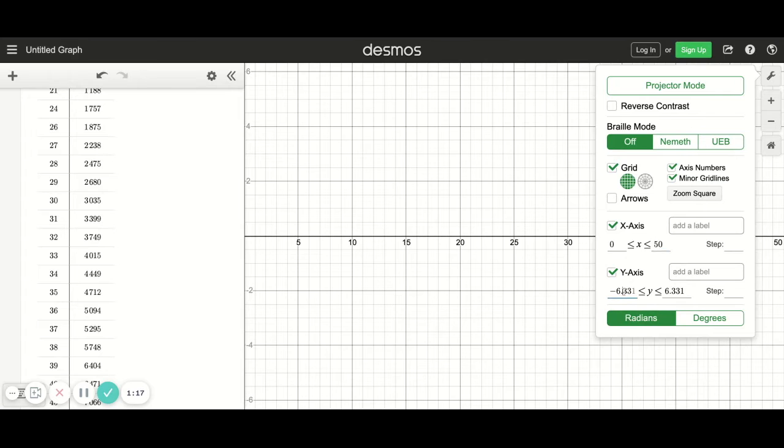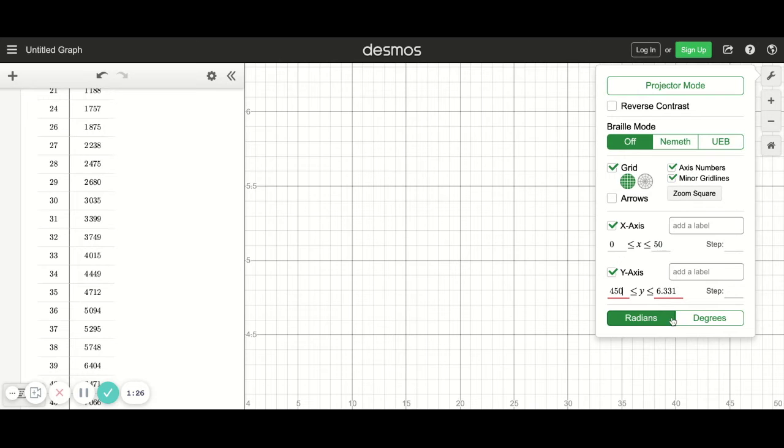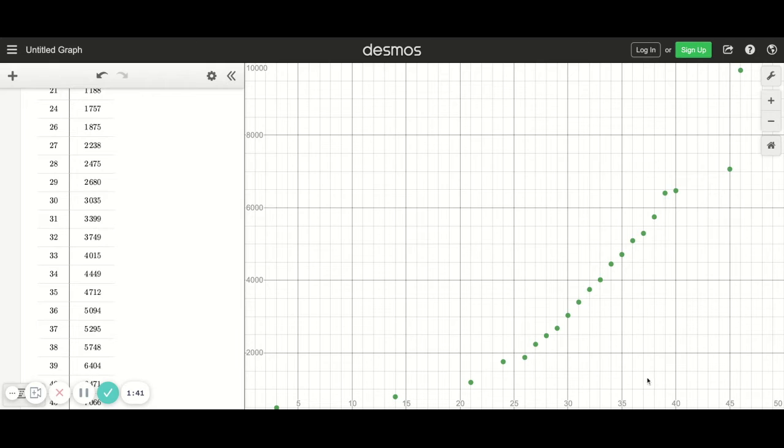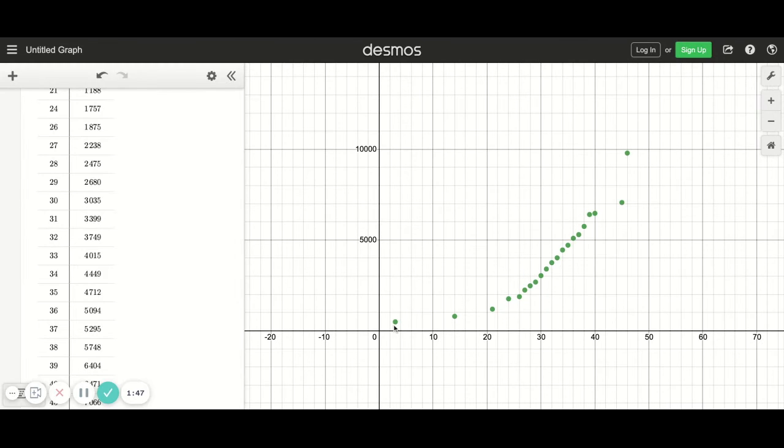Then we come down here to our y values. We're going to do the same thing. The lowest y value is 487, so maybe 450 would be a good fit there. And then we can go up to our highest, which would be, let's see, maybe 10,000. And so we can see here, if I click off of it, here's our graph. Now it made it square, so we don't quite see everything. So I can click this minus sign here. You can see a little bit better.